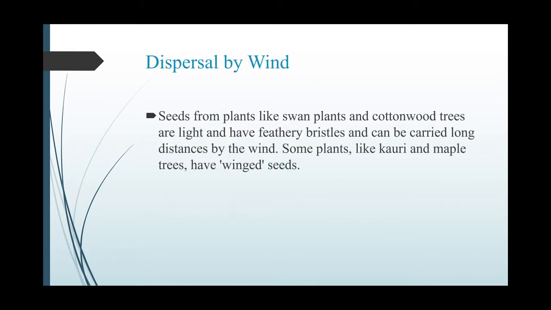Dispersal by wind. Seeds from plants like swan plants and cottonwood trees are light and have feathery bristles and can be carried a long distance by the wind. Some plants like kauri and maple trees have winged seeds.